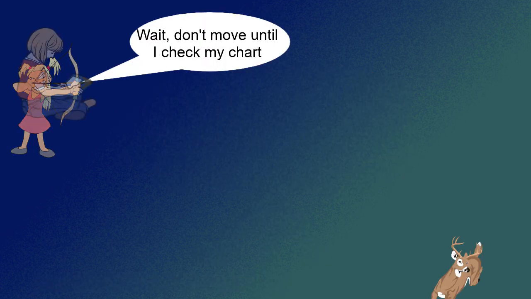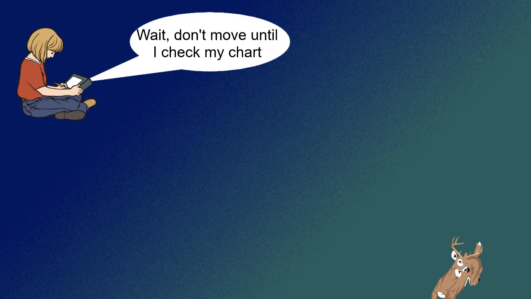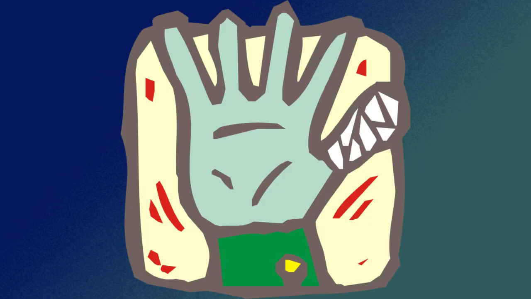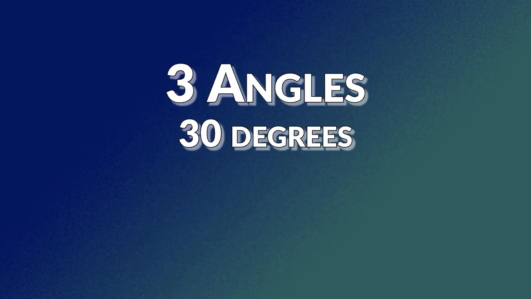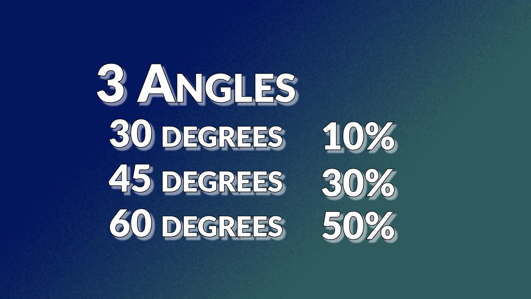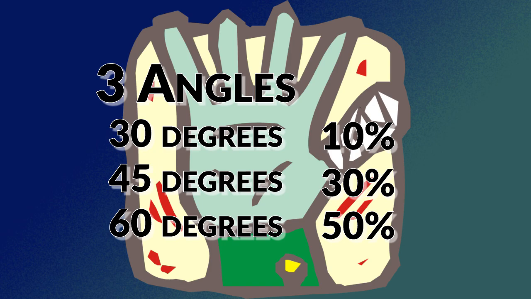But how many of you want to pull a paper out of your pocket just as that trophy buck is standing there? There's a rule of thumb that can be used. It's based on the 3 angles of 30, 45, and 60 degrees. For 30 degrees, you aim as if the target is 10% closer than the actual distance. At 45 degrees, you aim as if the target is 30% closer. And at 60 degrees, you aim as if the target is 50% closer. Remember, these numbers are a rule of thumb, and you might find them to be off a bit.